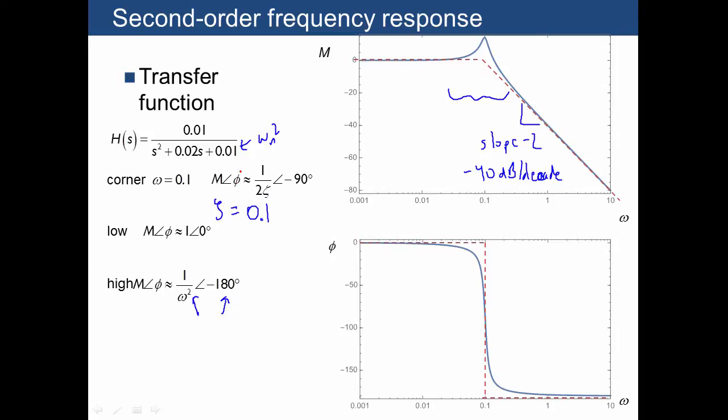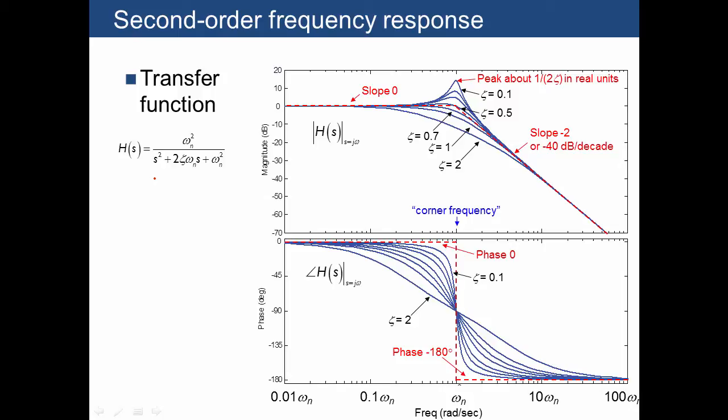A useful thing to know is that at the corner frequency, the phase is going to be negative 90 degrees, and the magnitude is going to be equal to 1 over 2 zeta, in actual units, meaning not dB. So 1 over 2 zeta, with a zeta of 0.1, is 1 over 0.2, or in other words, a factor of 5. So the peak here should actually be at 5, which you can't see that easily on this plot. And just to fill in the actual units for everything, we have 0.01 and 0.001.